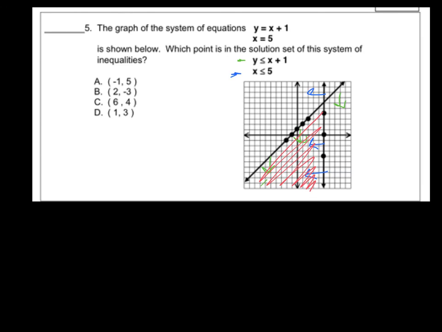So -1, +5 would be up here, so I know that it's not A. 2, -3. Well, if I go over 2 and down 3, I fall within the shaded region. So I know that B works. Let's make sure that's our only answer. For C, 6, 4. 1, 2, 3, 4, 5, 6 falls out here outside our shaded region. And then 1, 3 falls just above the line. So the answer here is B.